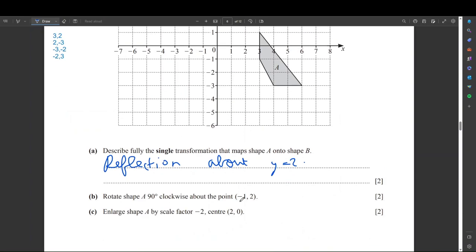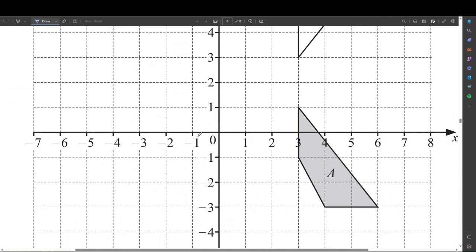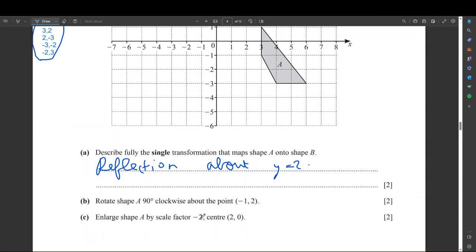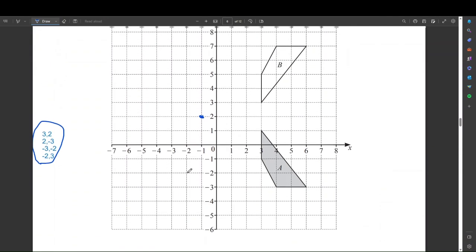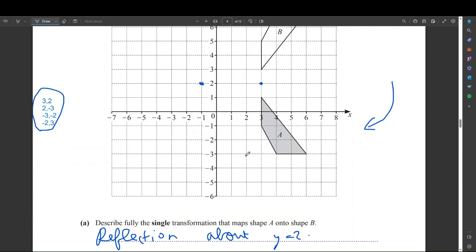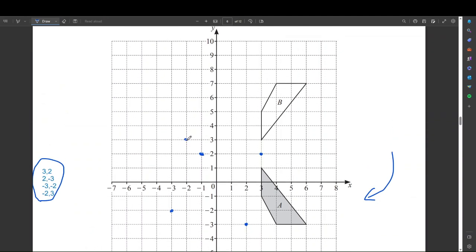So this is the shape. We need to first plot the point minus 1 comma 2. So minus 1 comma 2 will be over here. Now if you see on the side over here, I have made some notes to do with rotation in the clockwise direction. Over here is 90 degrees clockwise, so perfect. Let's take a random point, 3 comma 2. If you were to rotate it 90 degrees clockwise, which is this way, the point will be 2 comma minus 3. And then minus 3 comma minus 2. And then minus 2 comma 3.